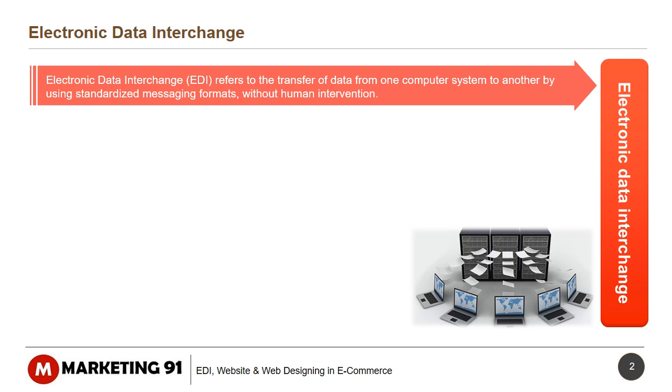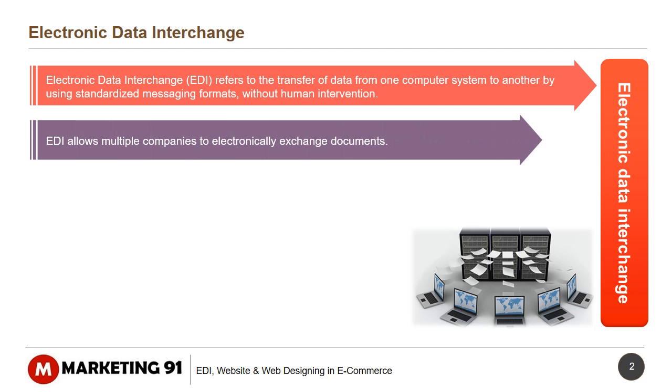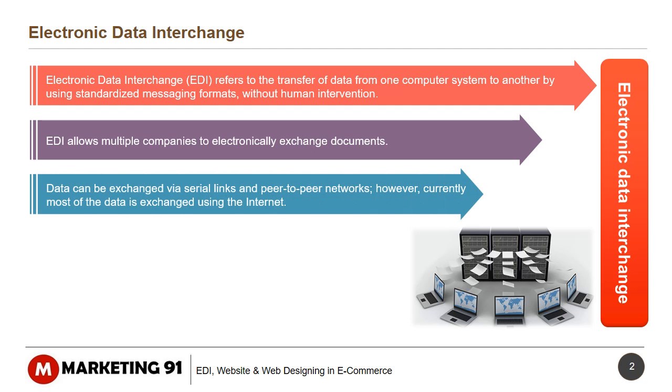Electronic Data Interchange, or EDI, refers to the transfer of data from one computer system to another by using standardized messaging formats without human intervention. EDI allows multiple companies to electronically exchange documents. Data can be exchanged via serial links and peer-to-peer networks. However, currently most of the data is exchanged using the internet.